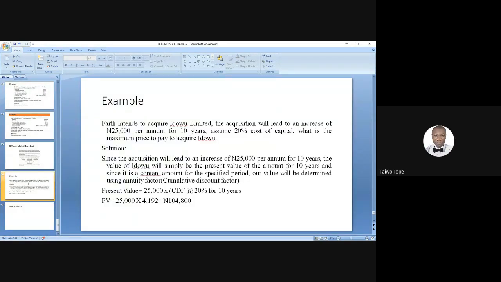So now, if Idowu is giving Faith a higher price, Faith will evaluate Idowu. How much are you even making every year? I can't give you more than this because by all estimation, you make a profit of 104,800 in the next 10 years. Let's say your business life cycle will even decline at that point. Even though we assume business will always continue till perpetuity, let's just give it a grace of 10 years and see what your performance will be.